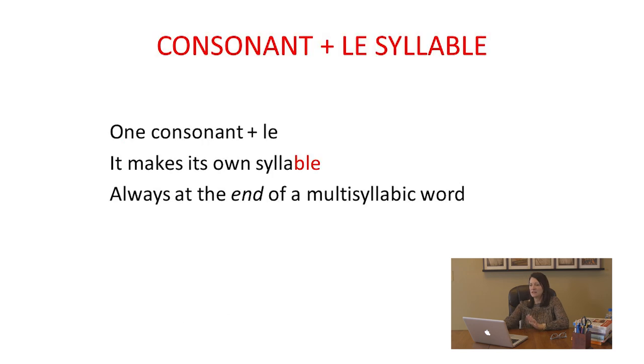All right, the last one, consonant plus L-E. Even the word syllable has one at the end, and that's where this pattern always appears, at the end of words that are two or more syllables. And this is the first pattern that doesn't have any focus on the vowel. The rule is one consonant followed by an L and an E, and that's it.